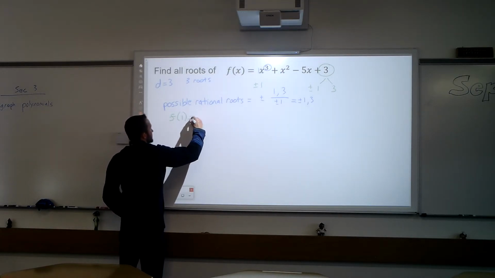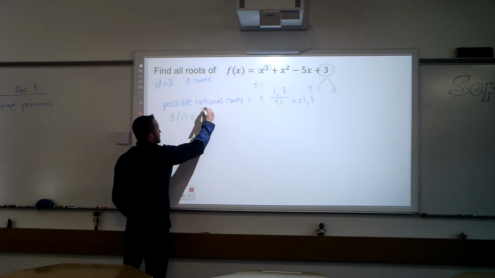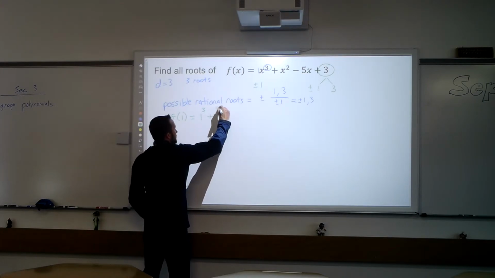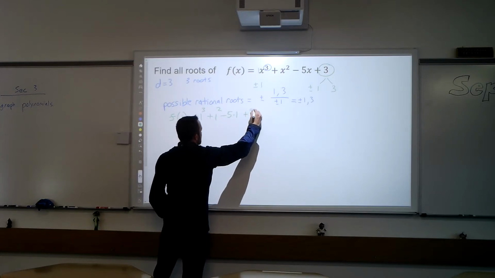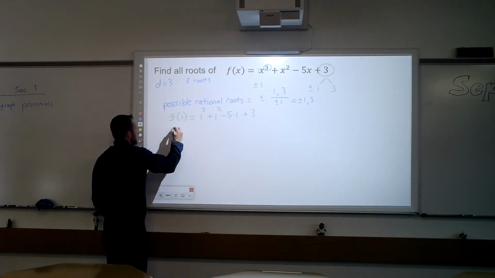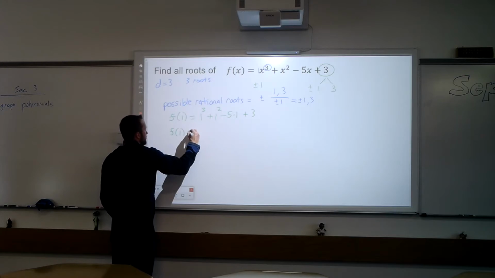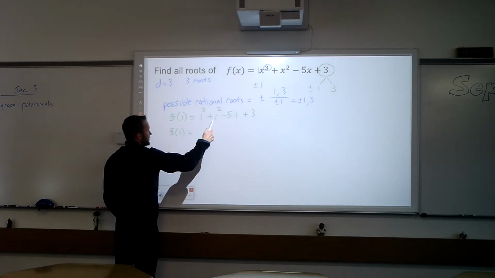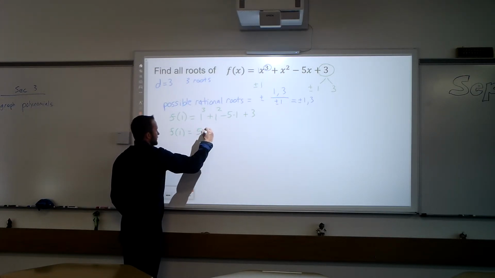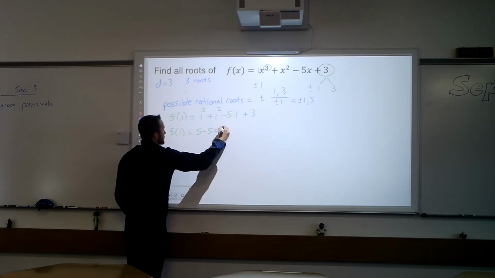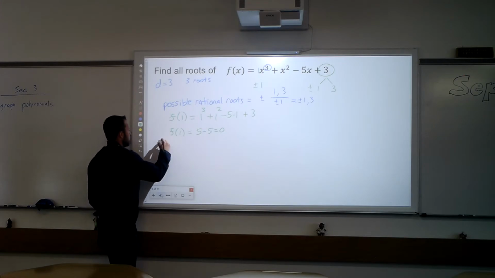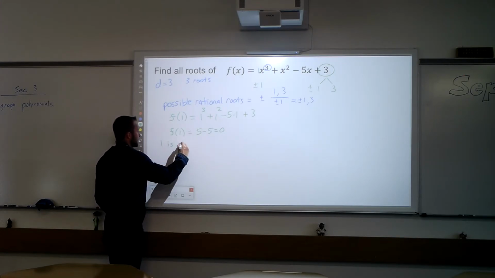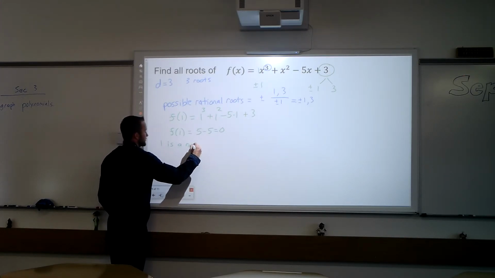F of 1. I'm going to get 1 cubed plus 1 squared minus 5 times 1 plus 3. So, that's going to be 1 plus 1 plus 3, that's 5. 5 minus 5 is 0. Hey, that's what we want. What that tells us is that 1 is one of our roots of f of x.